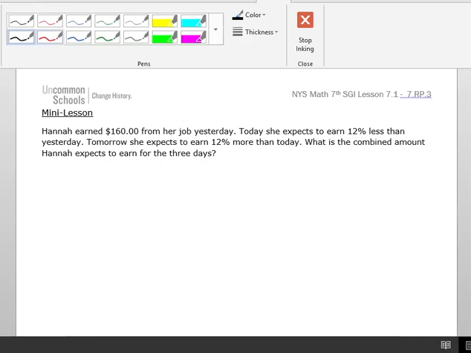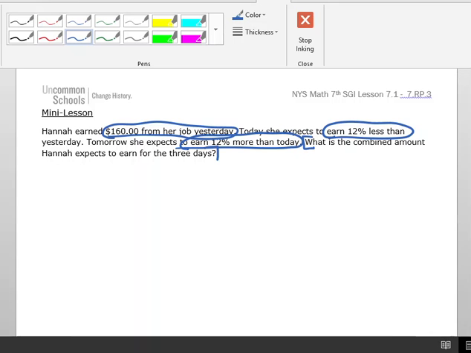So let's take a look here. Hannah earned $160 from her job yesterday. Today she expects to earn 12% less than yesterday. Tomorrow she expects to earn 12% more than today. What is the combined amount, also known as total, that she expects to earn for those 3 days?